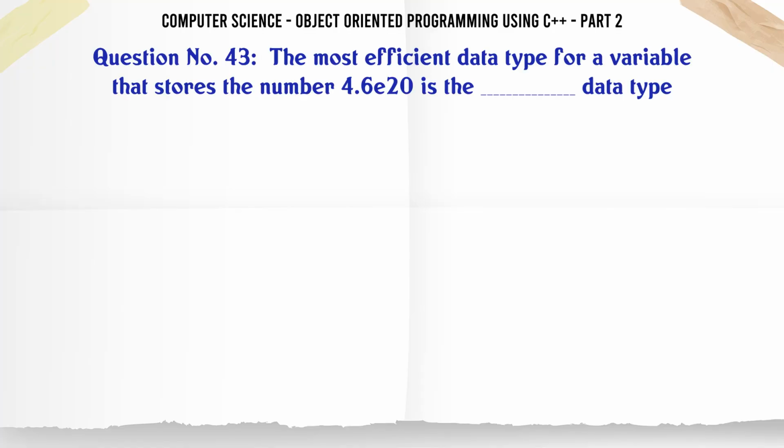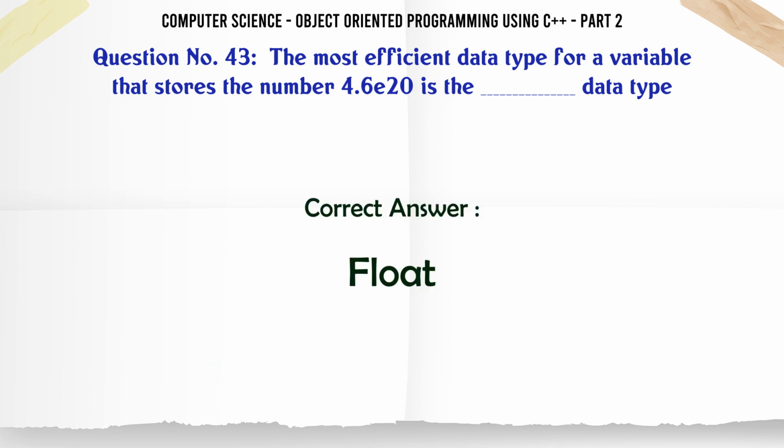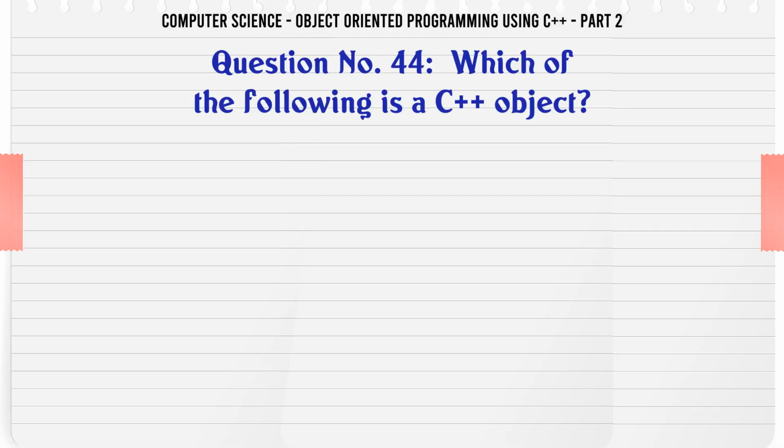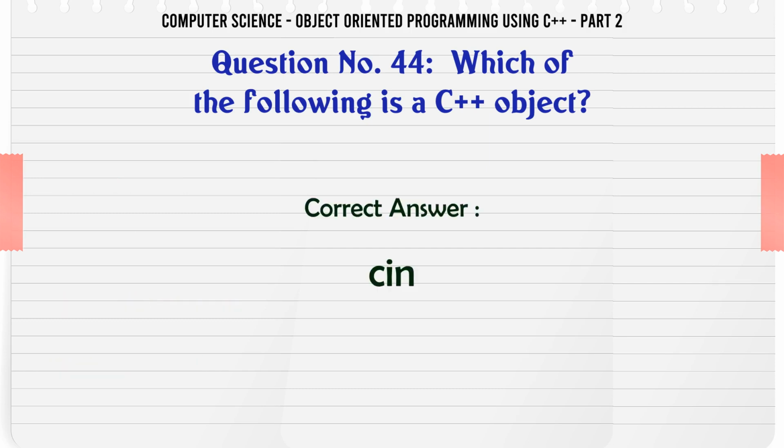The most efficient data type for a variable that stores the number 4.6e20 is the data type: A. character, B. double, C. float, D. long integer. The correct answer is float. Which of the following is a C object? A. sen, B. C, iostream, D. read. The correct answer is sen.